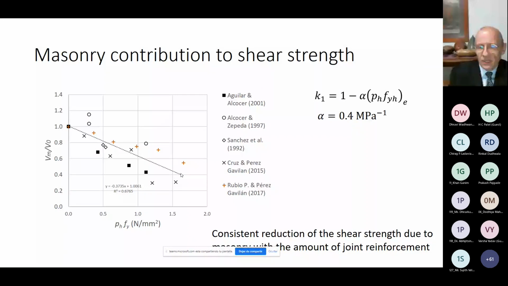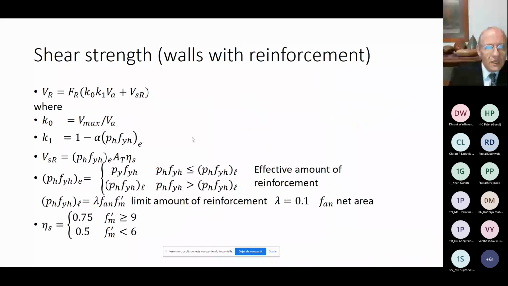The masonry is responsible for the shear capacity, but the reinforcement acts like some confinement that limits the opening of the cracks, and then the transmission of the forces can take place, and that's the contribution of the reinforcement. Anyway, the formulas got more complicated, not that much, but basically we have the shear strength of the wall with reinforcement, which includes the cracking strength. This K0 we have seen produces the cracking and then the maximum, and this K1 reduces the shear strength due to the amount of reinforcement. And this is the contribution of the reinforcement. The contribution of the reinforcement is just like the previous formula.